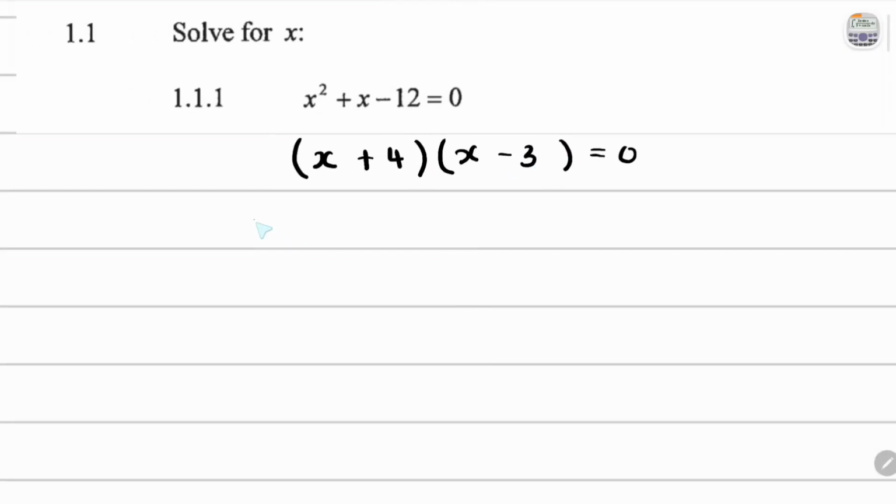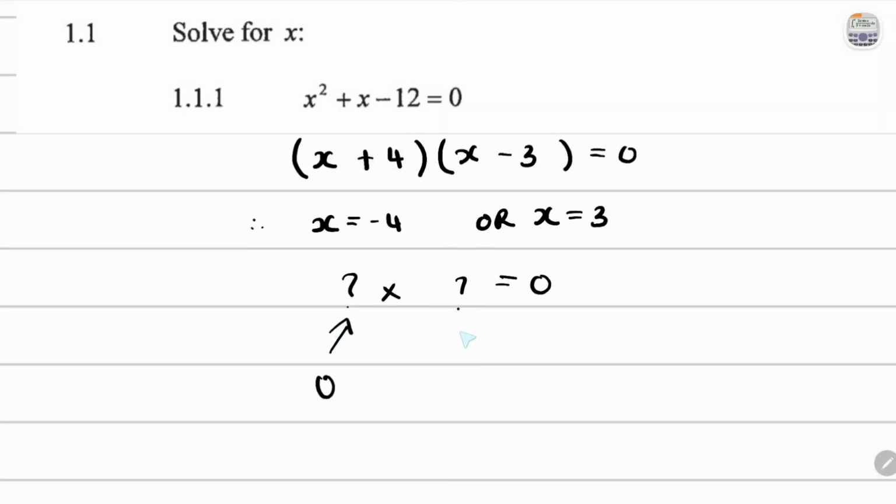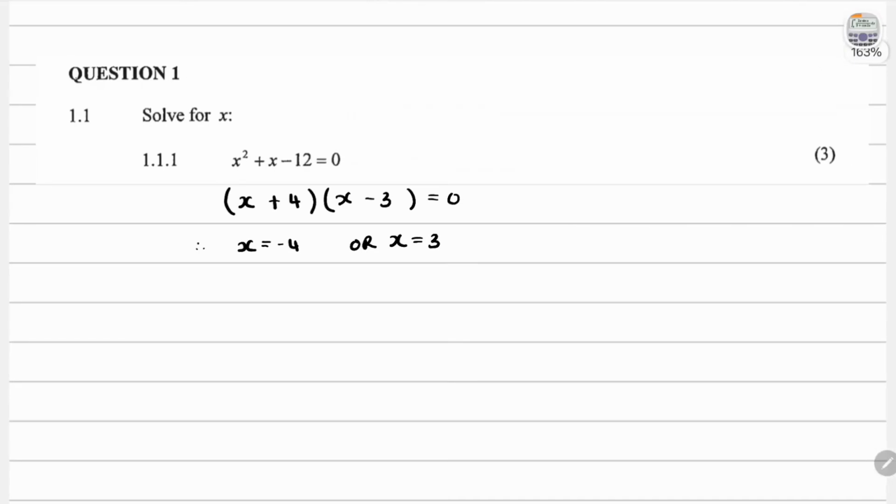Now that we have factorized this, we can finally solve for x. So x is either equal to negative 4 or x is equal to positive 3. Since two things are multiplying and they give you 0, it's either that the first one is equal to 0 or that the second one is equal to 0. And that is our answer.